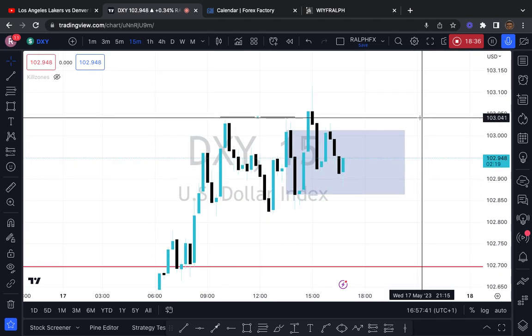So this is my breakdown on DXY. This is me journaling DXY, and I'm using ICT concepts. This is meant to help me get better with reading price action. The more I do this over a long period of time, the better I'll become. And you guys should try it too.